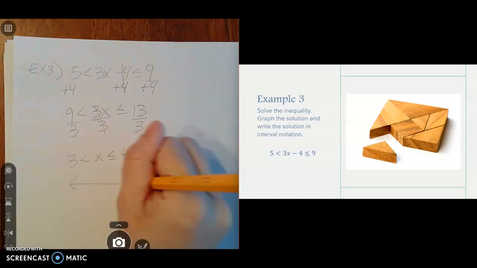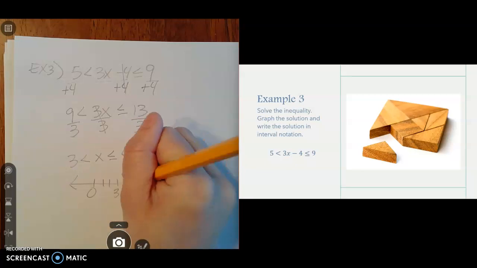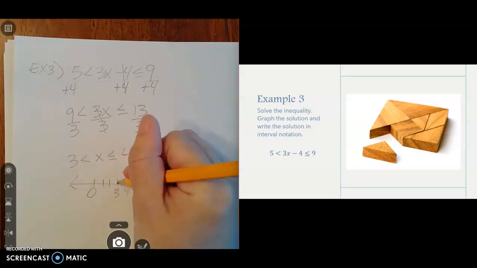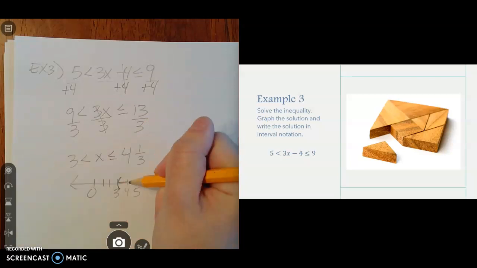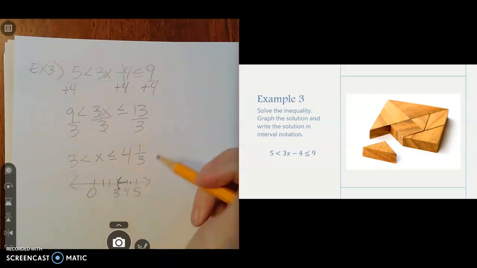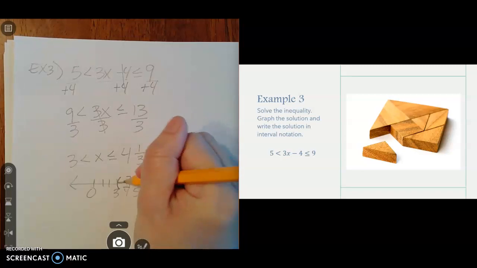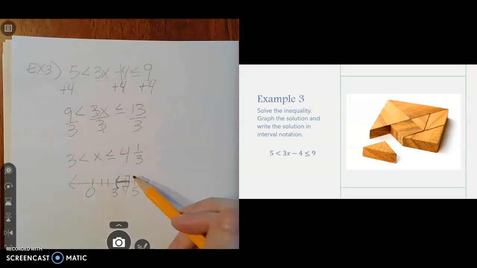So when I'm graphing that on the number line, here's 0, 1, 2, 3, there's 4, and there's 5. So x is greater than 3, so I'm going to have a parenthesis at 3 going to the right. And it's less than or equal to 4 1/3, so 1/3 of the way between 4 and 5 is where that 4 1/3 is. We'll have a bracket because of the or equal to part, and it's going to the left. So that's what our graph looks like, it's between 3 and 4. It includes the 4 1/3. It does not include the 3.